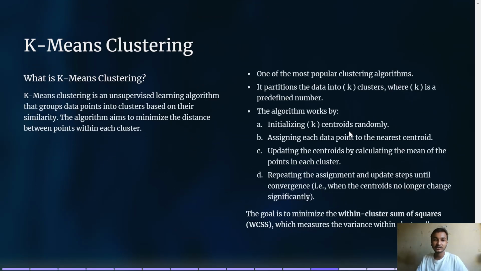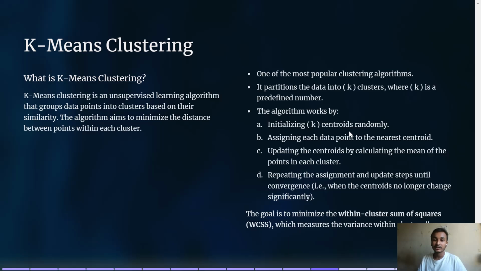Okay, so now let's understand what is k-means clustering. It is an unsupervised learning algorithm that groups data points into clusters based on their similarity. The algorithm aims to minimize the distance between points within each cluster. One of the most popular clustering algorithms, it partitions the data into k clusters where k is a predefined number. So k means clustering में क्या होता है? It groups data points based on distance. जो data points ज्यादा पास में है वो एक सब ग्रुप हो जाएंगे.